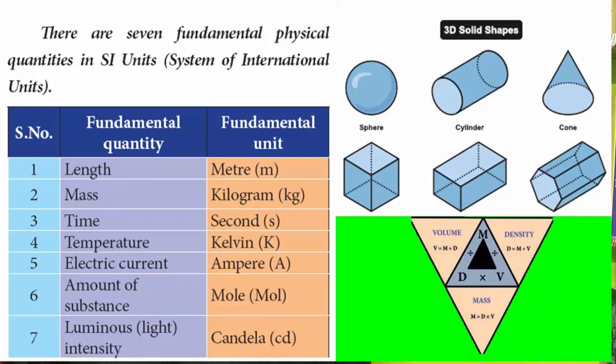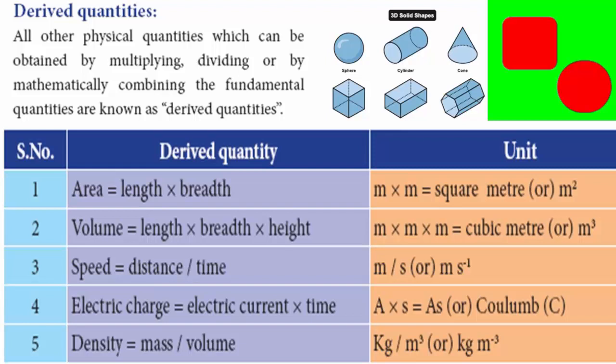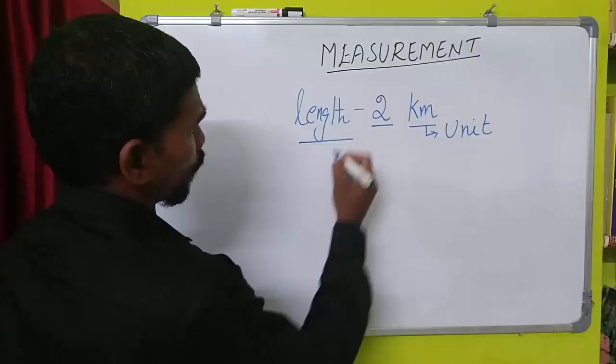Next is derived quantities. Okay, derived quantities are nothing but multiplication or division of fundamental quantities, which give us derived quantities. For example, area, capacity, volume, everything is a derived quantity.